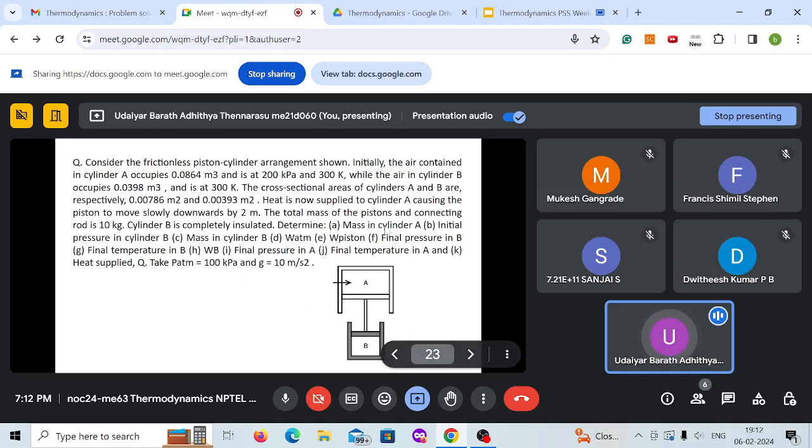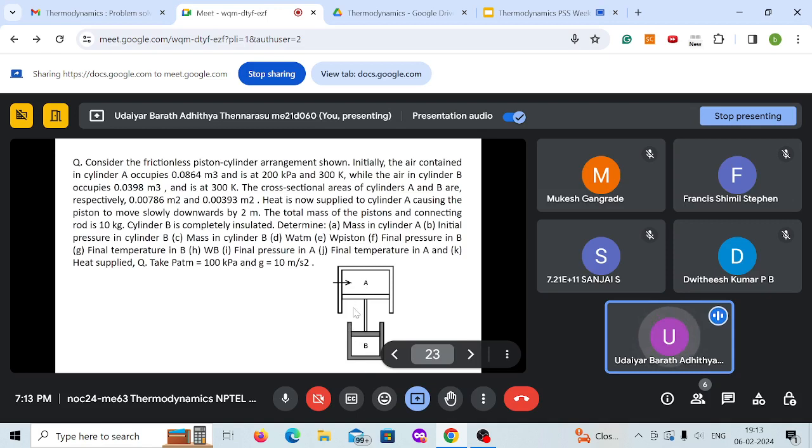So determine mass in cylinder A, initial pressure in cylinder B, mass in cylinder B, mass of piston, I guess. D is W atmosphere, which is the net work done on the atmosphere, and then W piston, how much work is done by the piston, and final pressure in B, final temperature in B, then work done by B, and final pressure in A, and final temperature in A, then total heat supply.